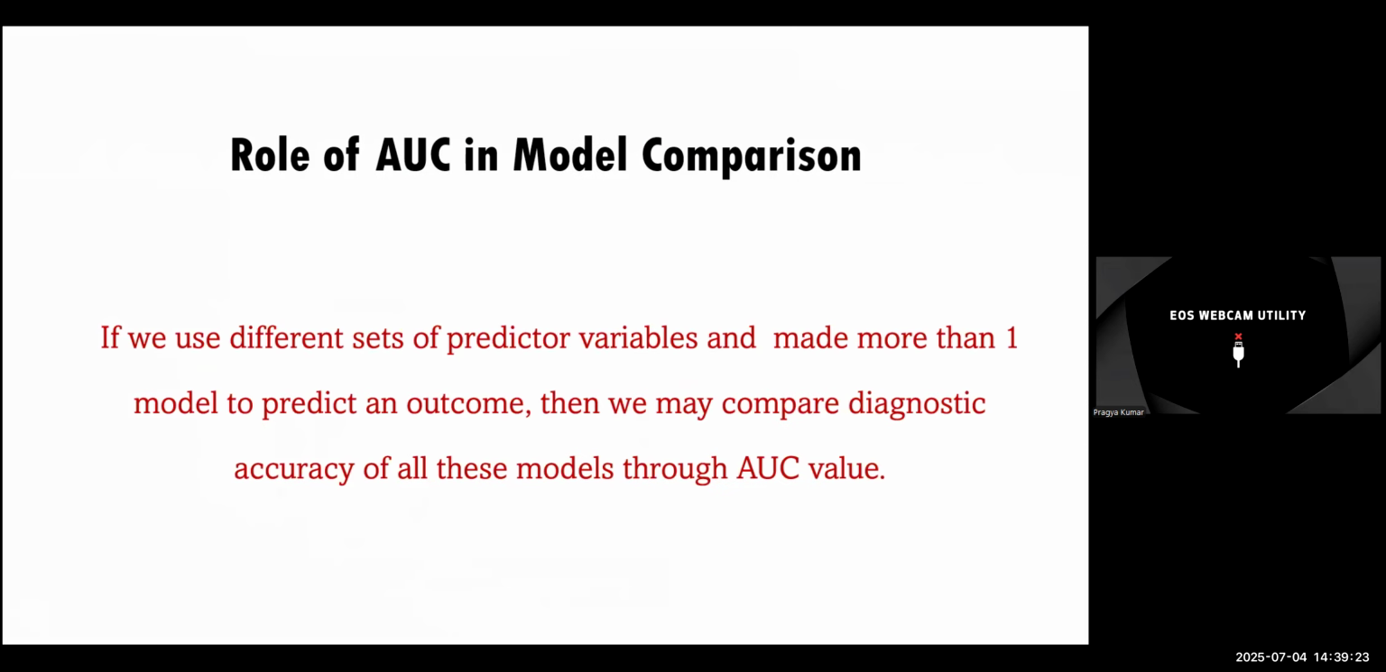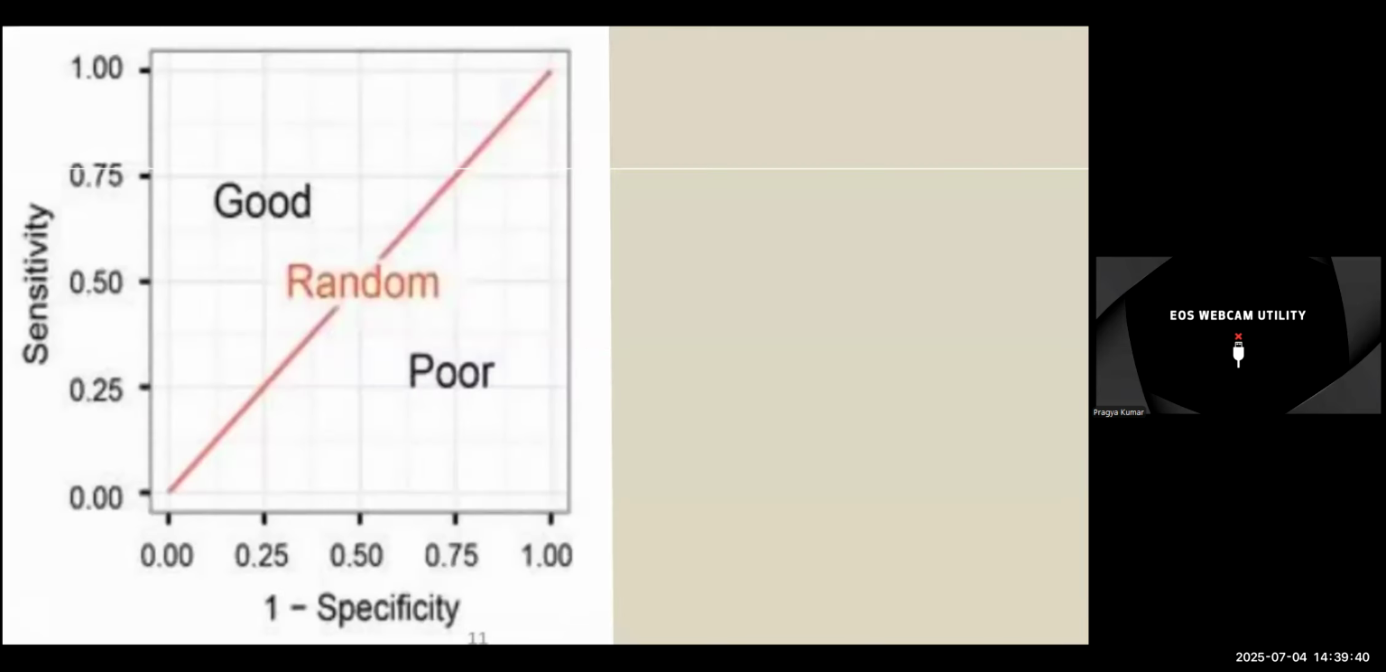In a model also, whenever you are doing binary logistic regression, you use different sets of predictor variables, and then you can compare the AUC of all the different models. You can test it with 3, 4, 5 predictors and so on, and you can see which model is giving you a high AUC value.